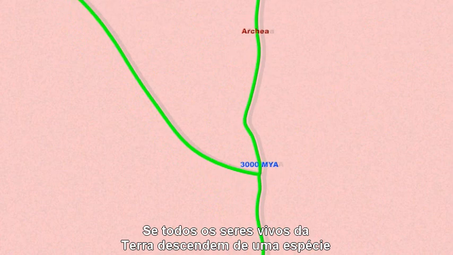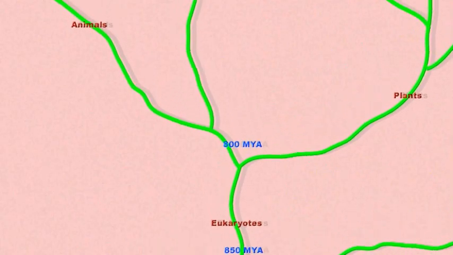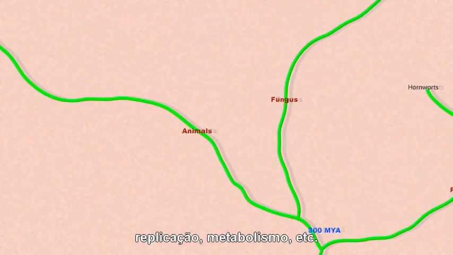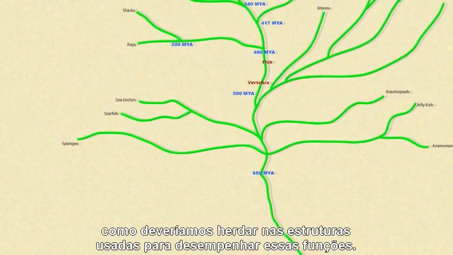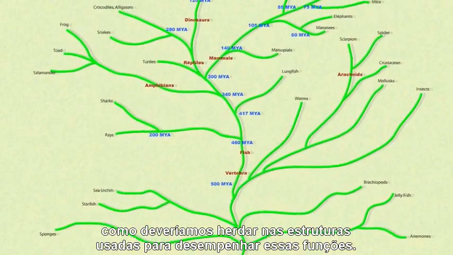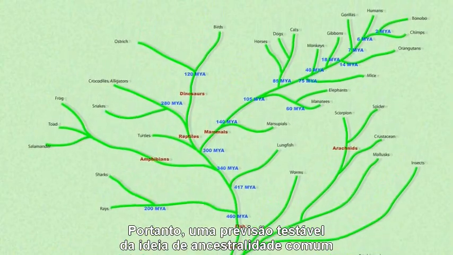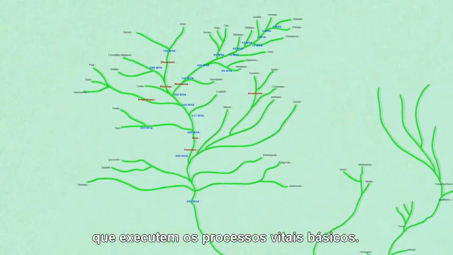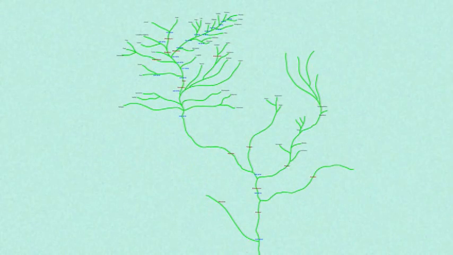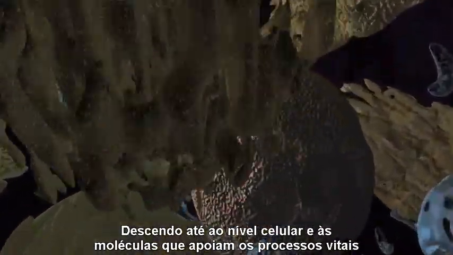If every living creature on Earth descended from one species that could perform life's basic functions, replication, metabolism, etc., then not only should we inherit those functional capabilities, but we should also inherit the structures used to perform these functions. So a testable prediction of the idea of common descent is that all life should have similar structures that execute life's basic processes. And they do. Down past the cellular level and down to the molecules that support life's processes.